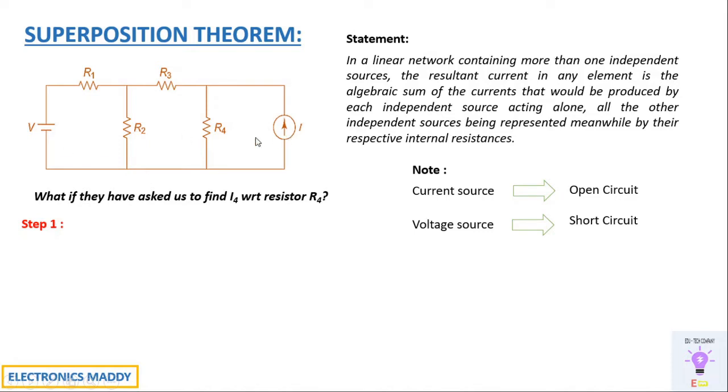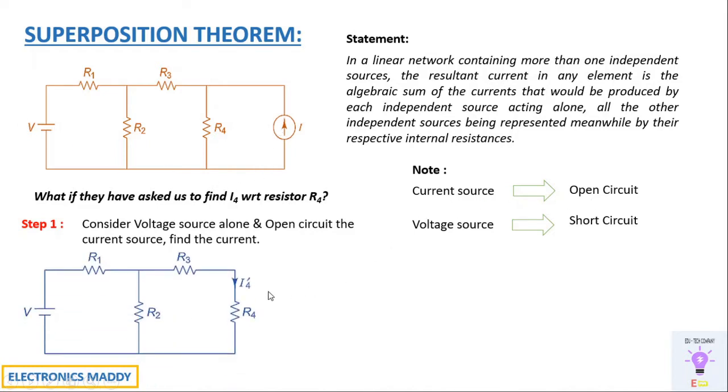So let us simplify this. There are two sources. We'll consider V alone in the first step, and in the second step, we'll consider I alone and find the current through R4. Step 1 is to consider the voltage source alone and open circuit the current source, and find the current. When we are considering the voltage source alone, the current source should be open circuit according to our convention, isn't it? I'll represent this current as I4 dash. We'll find the value of I4 dash by using KVL or KCL or any other technique.